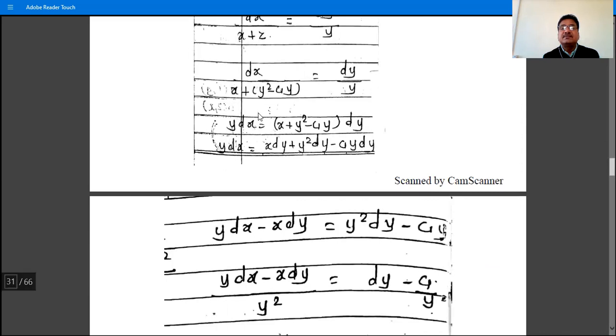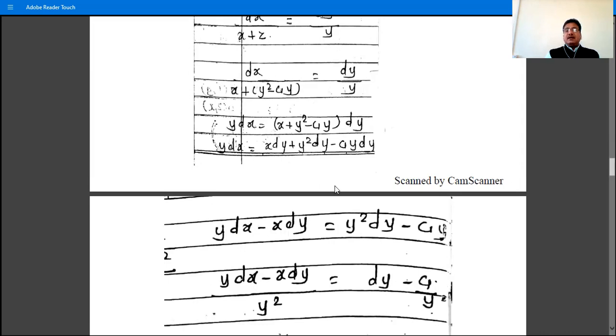So y dx, or separate the variables, or adjust the factors. So what do we have? If we shift y to LHS and shift this denominator to RHS, we have this. And after simplification, we have y dx minus x dy. If we shift this, then y dx minus x dy. So what is the adjustment? If there is y dx plus x dy, then it is the derivative of x into y. But there is a minus sign. So adjust, divide by y square or divide by x square.